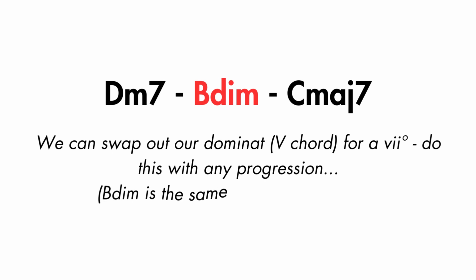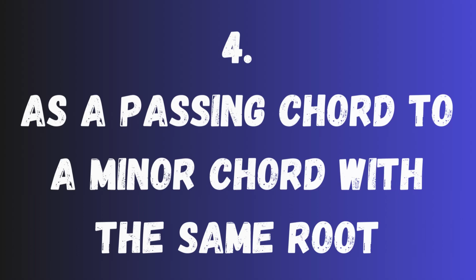Our original progression, D minor 7 to G7 to C. Okay? Our 5 chord is our G7, and then we could just swap out that 5 chord for the 7 chord. You can do this with any progression, okay? Any progression. It's interesting to note here that the B diminished is the same exact chord as the G7 flat 9. So, almost every progression has a dominant chord. This is something you can always do with that dominant chord.